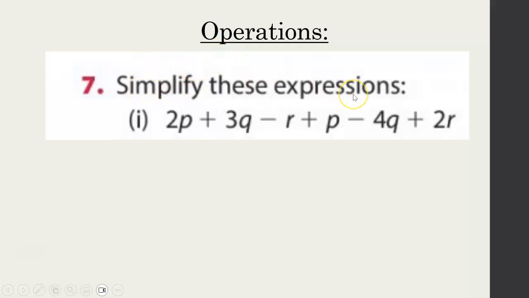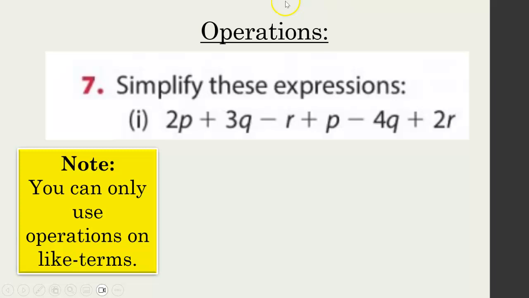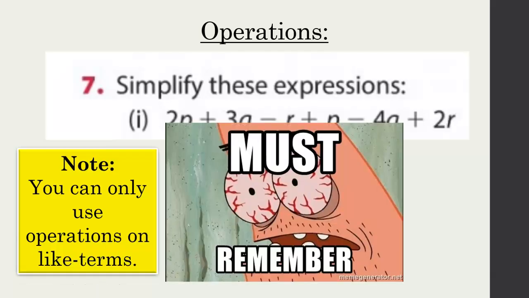Simplify these expressions. So we heard about equations. Equations have an equal sign. Expressions don't have an equal sign. So how are we going to simplify this? So the big note here is you can only use operations on like terms. So what do I mean by like terms? Well, this is what I mean.